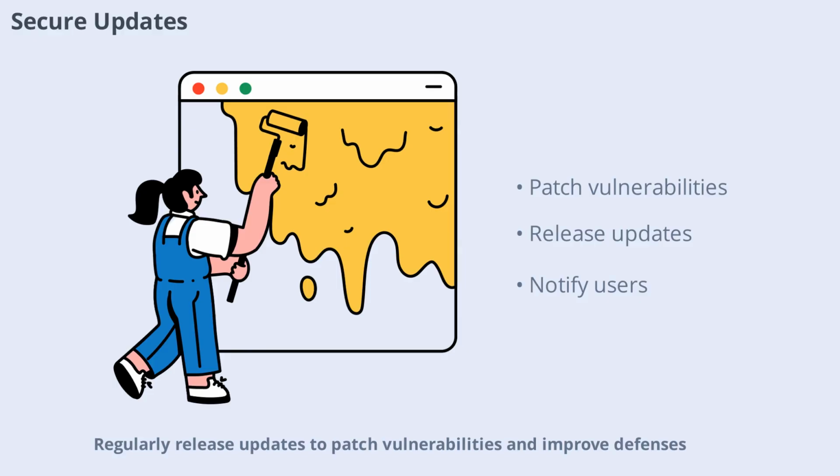Keeping your app and its dependencies up to date is crucial for security. Regularly release updates to patch vulnerabilities and improve defenses. Notify users about important security updates and encourage them to install the latest version. Let's explore how to manage secure updates effectively.